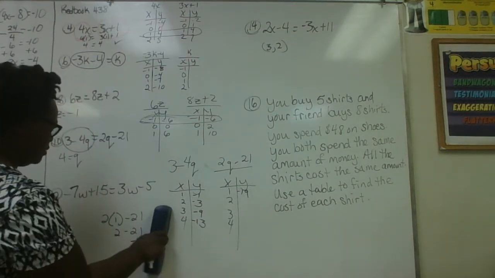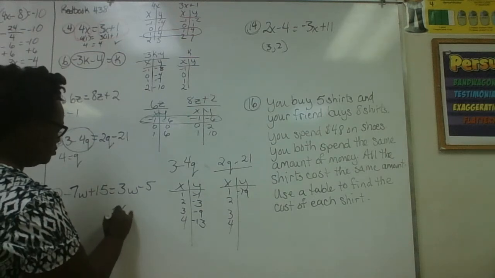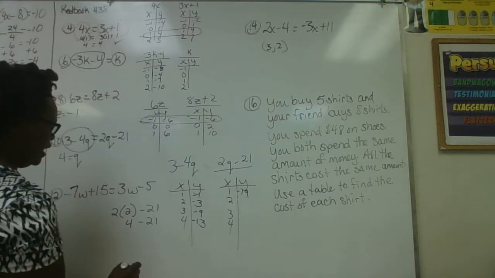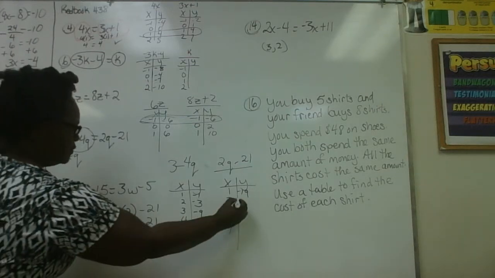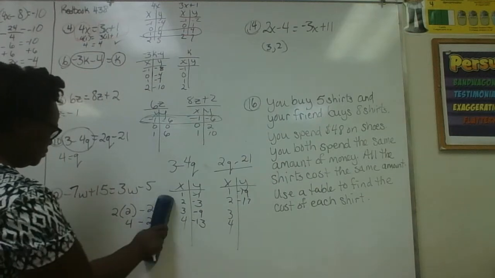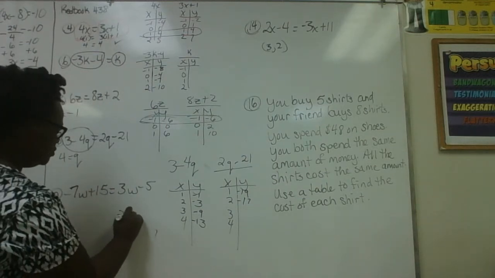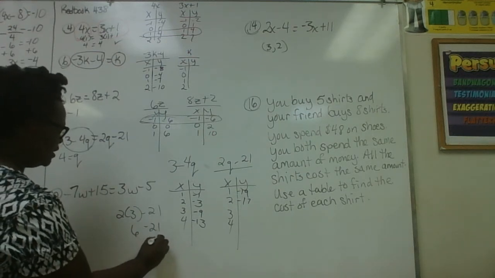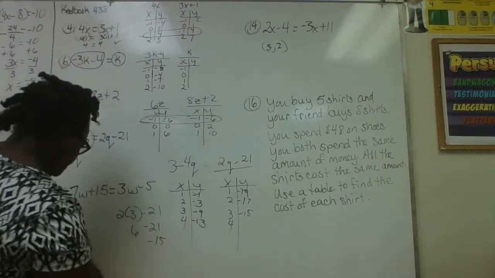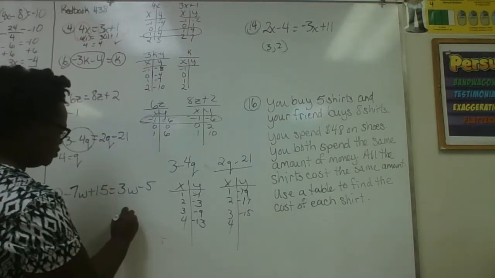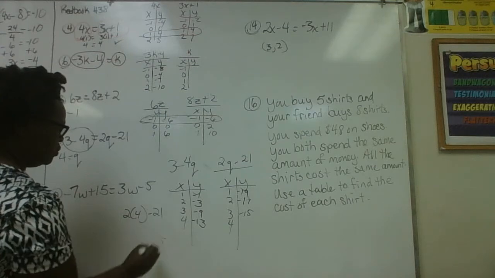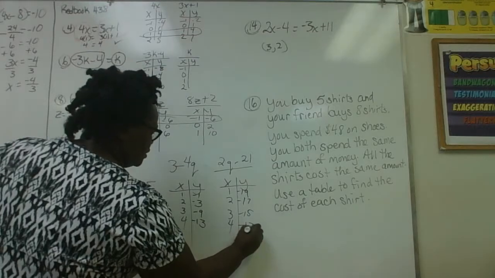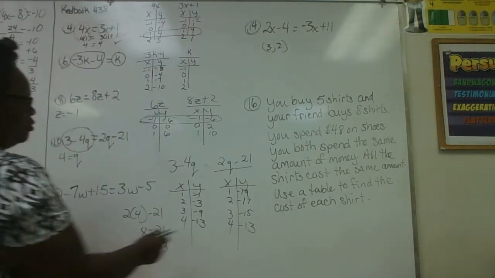All right. We have 2 times 2 minus 21, that's 4 minus 21, and that is going to give us a negative 17. Then we have 2 times 3 minus 21, that's a 6 minus 21, which gives us a negative 15. And then 2 times 4 minus 21, that gives us an 8 minus 21, that gives us a negative 13. And so we have a match. We have a match here, we have a match here.